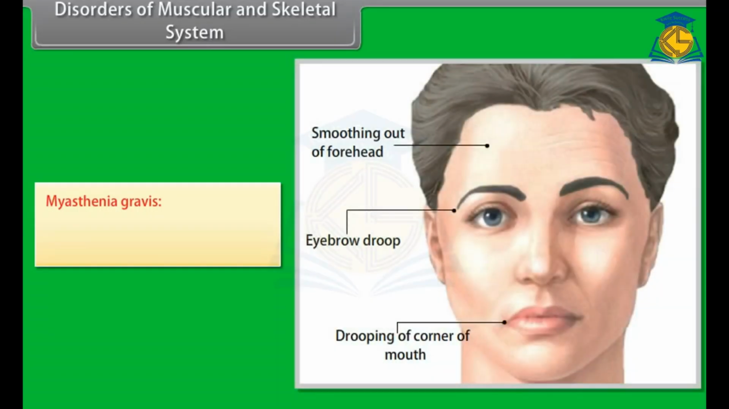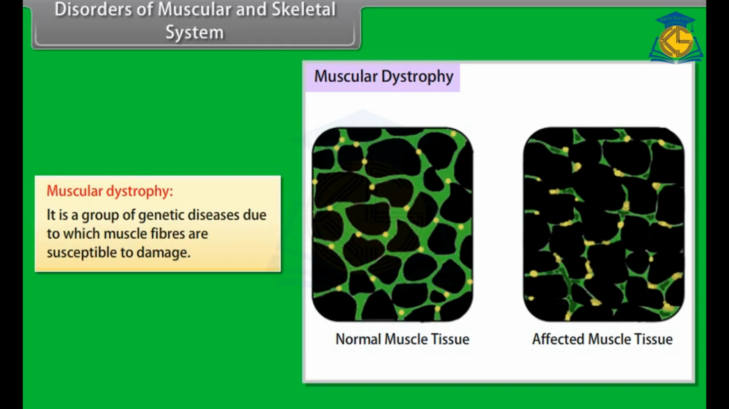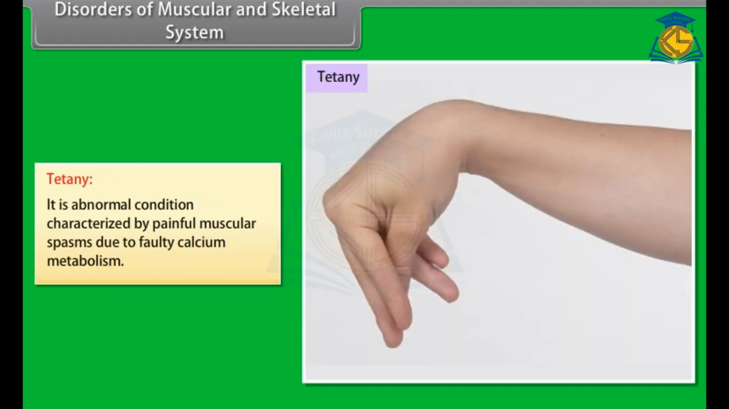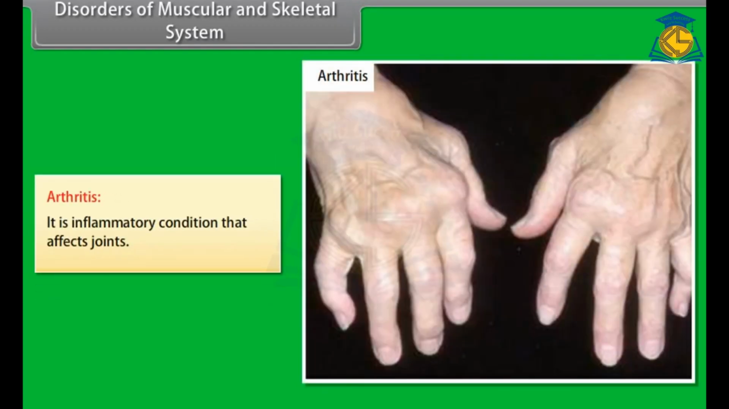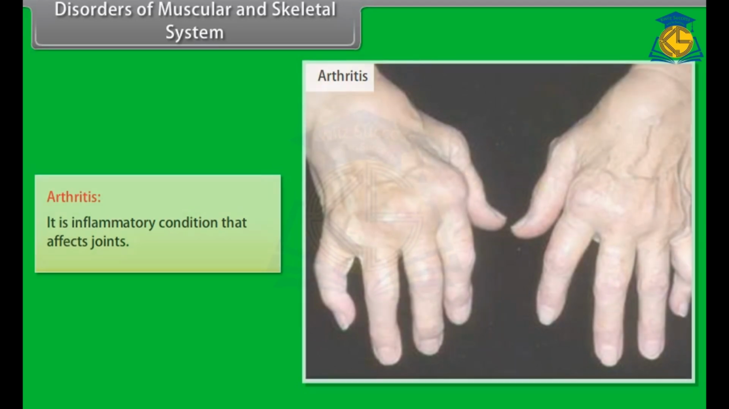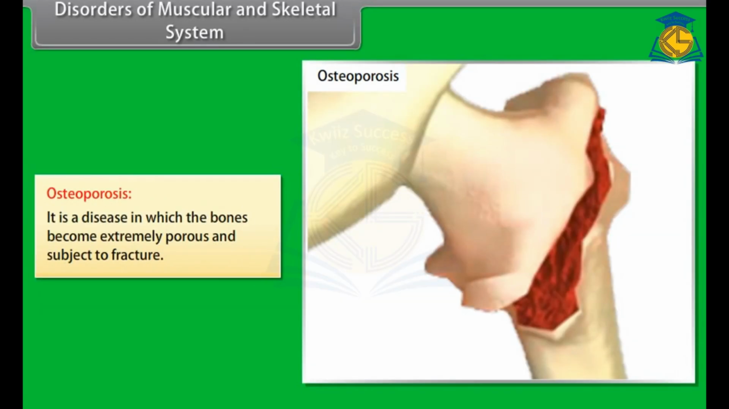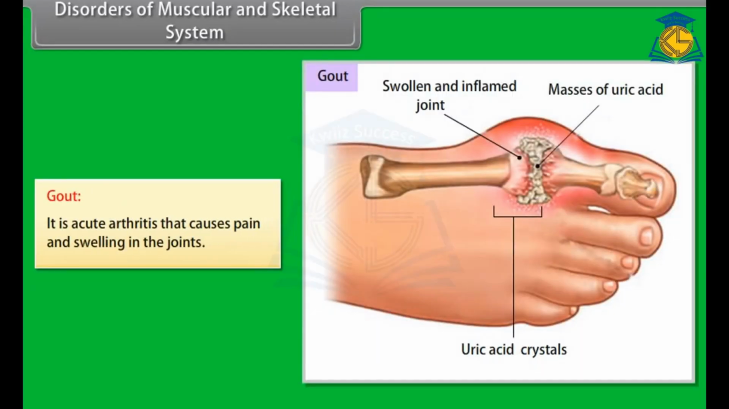Disorders of the muscular and skeletal system. Myasthenia gravis. It is an autoimmune disease that causes weakness of muscles. Muscular dystrophy. It is a group of genetic diseases due to which muscle fibers are susceptible to damage. Tetany. It is an abnormal condition characterized by painful muscular spasms due to faulty calcium metabolism. Arthritis. It is an inflammatory condition that affects joints. Osteoporosis. It is a disease in which the bones become extremely porous and subject to fracture. Gout. It is acute arthritis that causes pain and swelling in the joints.